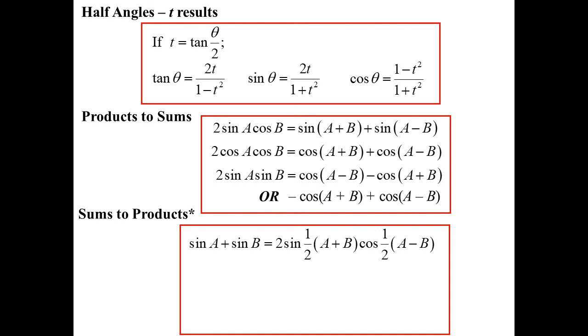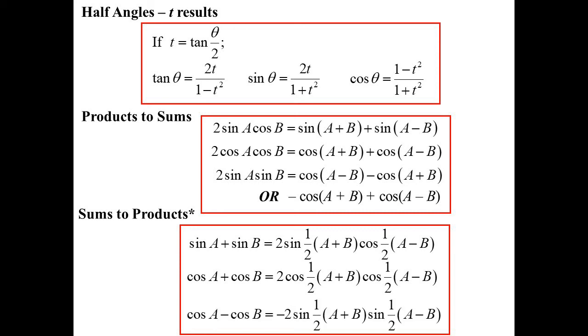Sine plus sine: 2 sine half sum cos half diff. Cos plus cos is 2 cos half sum cos half diff. Notice they both end in cos half diff, and they start with the ratio that we're talking about. So the sine plus sine starts with the sine, the cos plus cos starts with the cos. And then we get cos minus cos. That's a bit different. Instead of ending with the cos, we end with the sine. And instead of starting with plus 2, we start with minus 2. And instead of starting with the function that we've got, we don't start with the function we've got. So it becomes minus 2 sine half sum sine half diff.